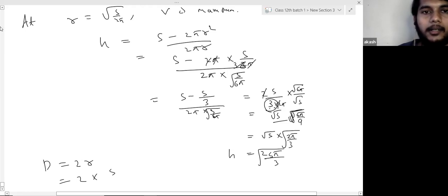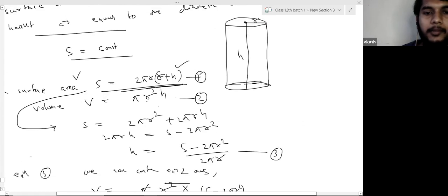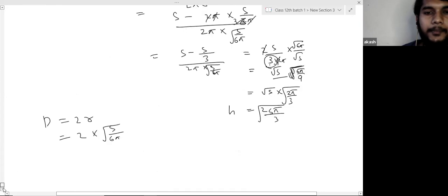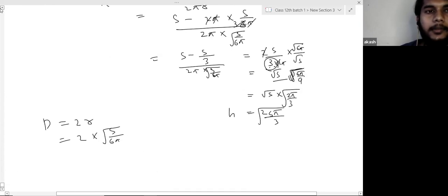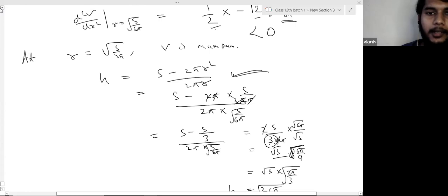What did we have as r? R is the square root of S upon 6 pi. Did we make any mistakes? Did I write this equation right? I'm writing from memory: S minus 2 pi r square upon 2 pi r. What is the value of r? R is S upon 6 pi, 2S by 3. Right, this is correct. Guys, note it down.